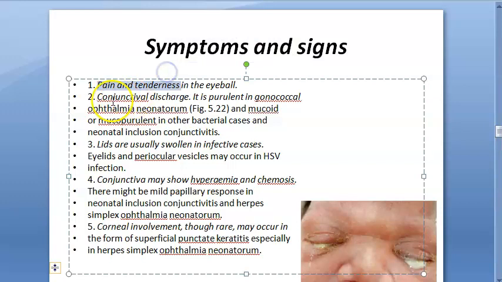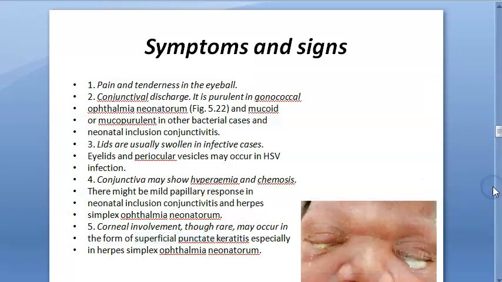Pain, tenderness in the eyeball, conjunctival discharge, lids are swollen, conjunctiva may be hyperemic with chemosis. Then there can be a papillary response if it is chlamydia, right? Standard thing. Superficial punctate keratitis if it is herpes, okay?